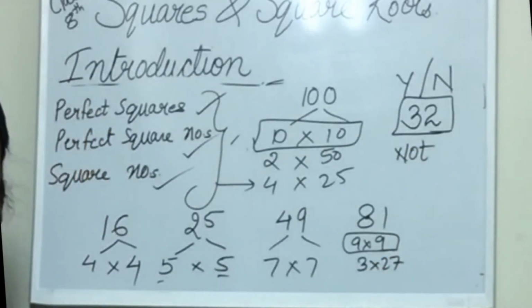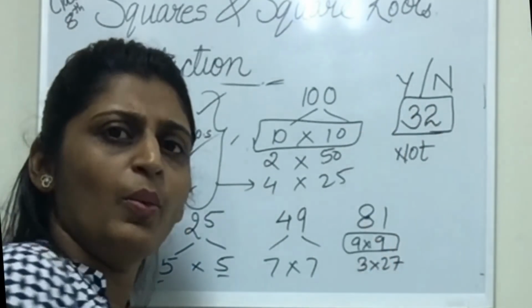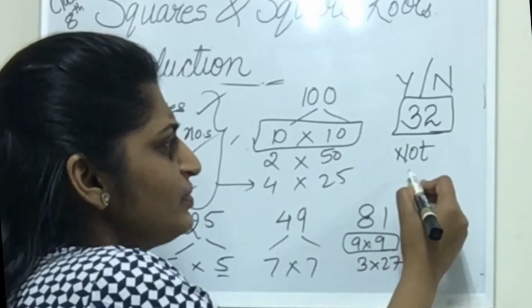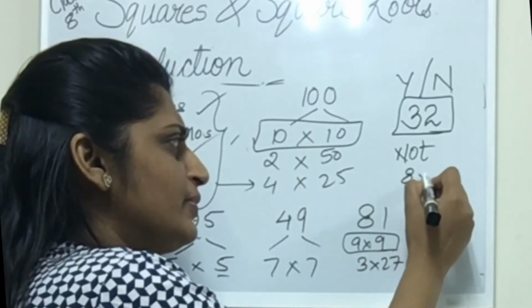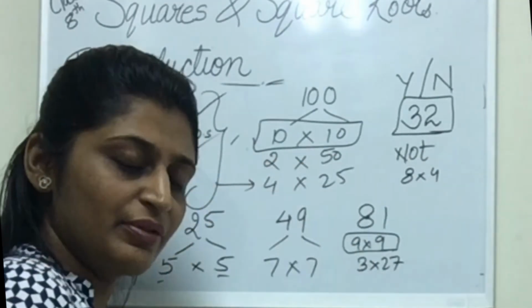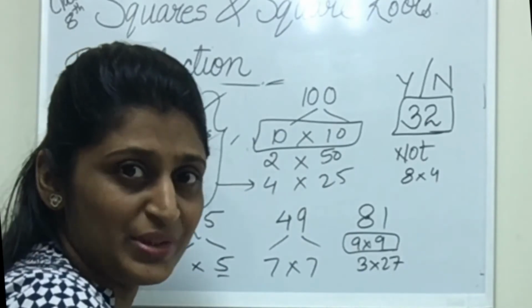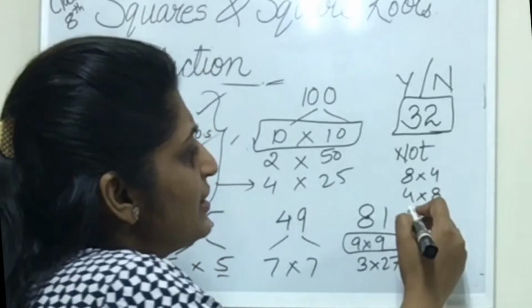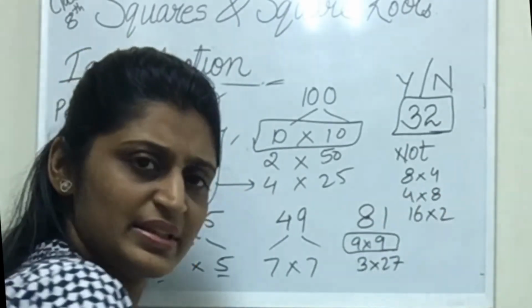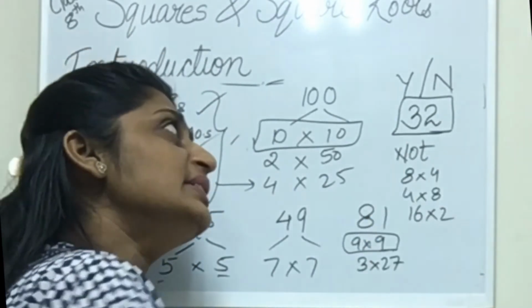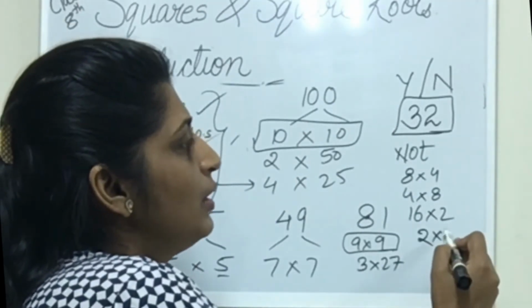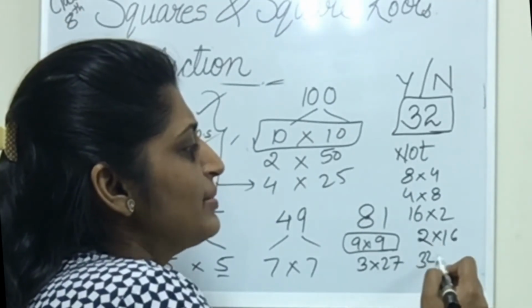Why is it not a perfect square? Let's see, 32. What are the ways in which we can get 32? First of all, 8 times 4. The first product which came to my mind is 8 times 4. 8 4s are 32. Similarly, 4 8s are 32. Right? 16 times 2, 32. 16 2s are 32. Any other way in which you can get 32? 32 times 1, 32.